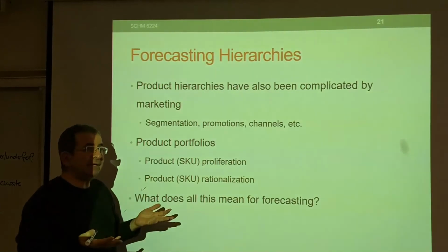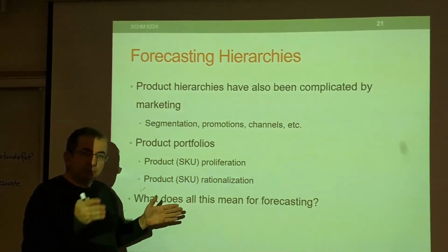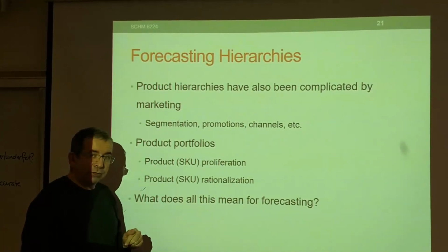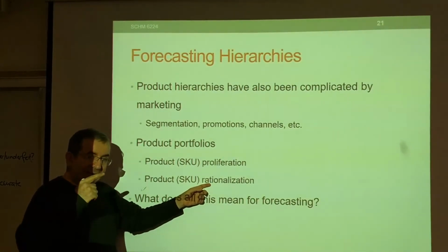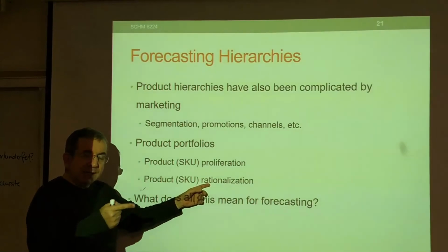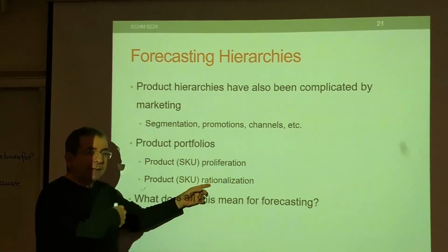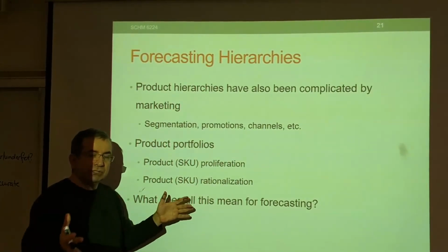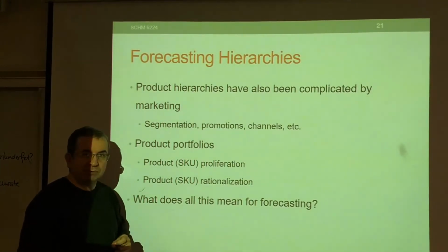So what companies do periodically is prune their SKU or product portfolios, which means they review their products and discontinue less well-performing SKUs. They'll try to reduce the size of their product portfolio from time to time.